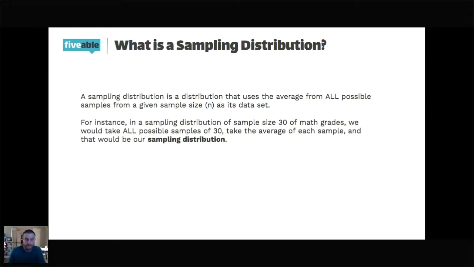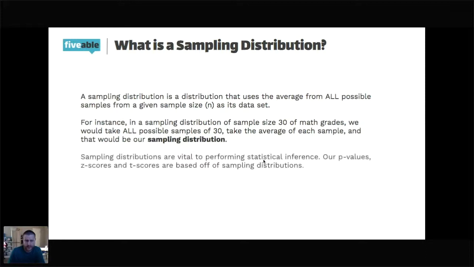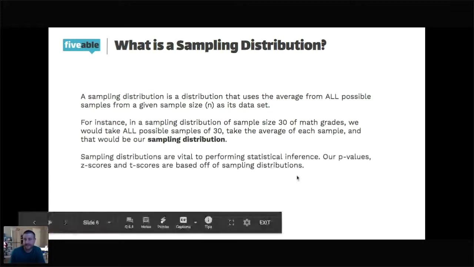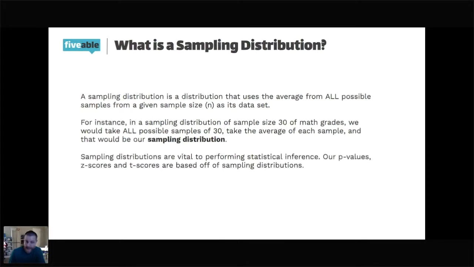And like we said before, it is the crux of statistical inference. Without sampling distributions, we don't have statistical inference. We would not be able to calculate a p-value, a z-score, or a t-score, because all of those are based off of sampling distributions.